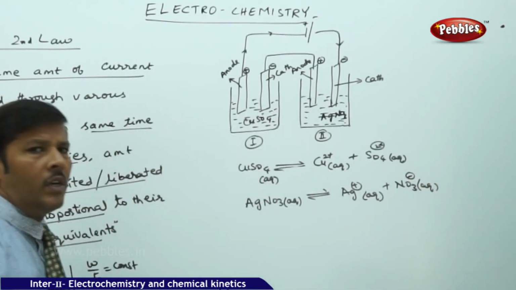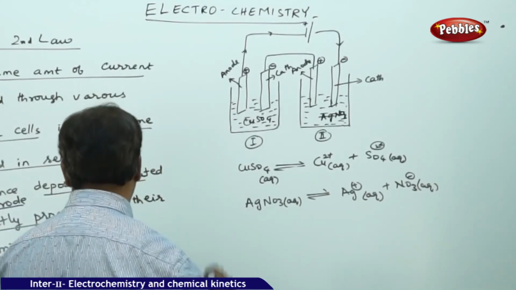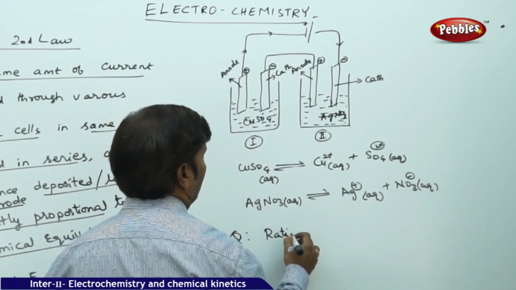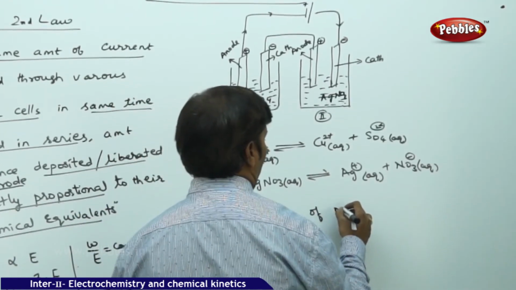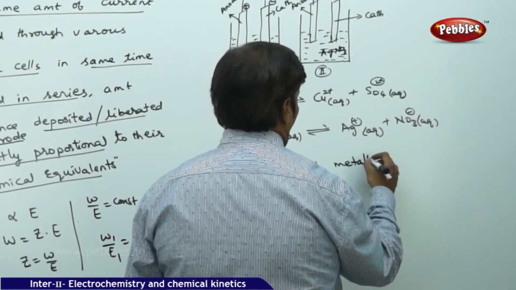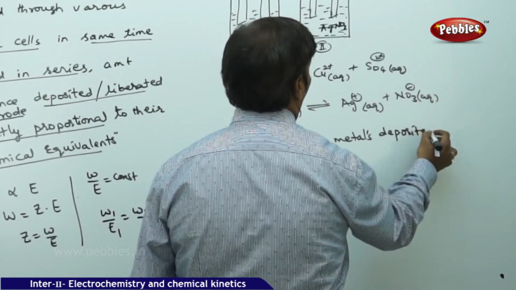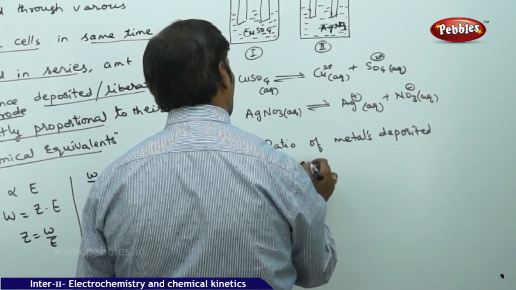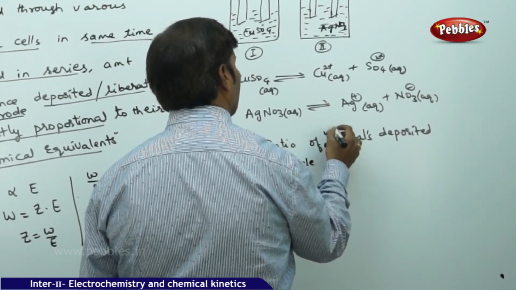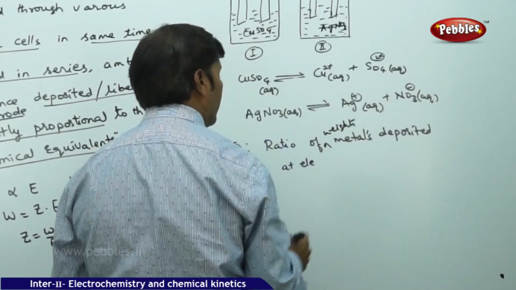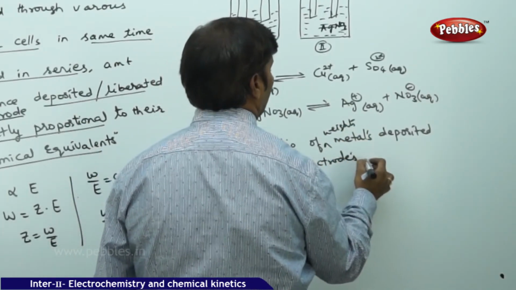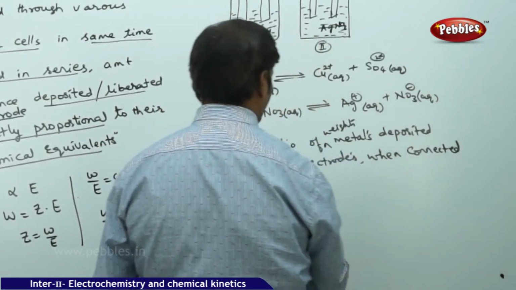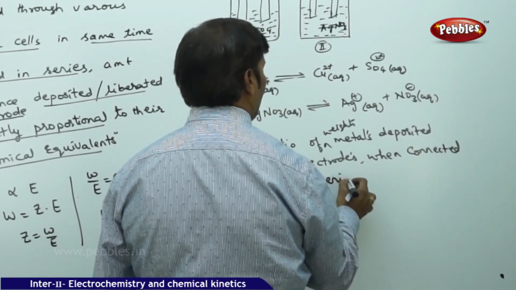So what are the products obtained? The question is: what is the ratio of the weights of metals deposited at the electrodes when they are connected in series? So how do you answer this question?